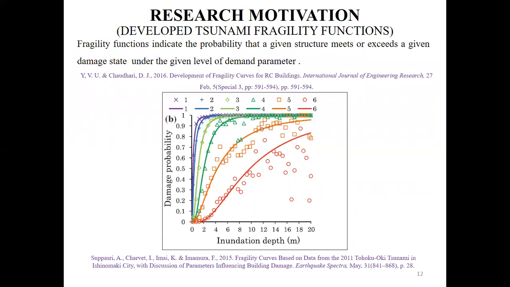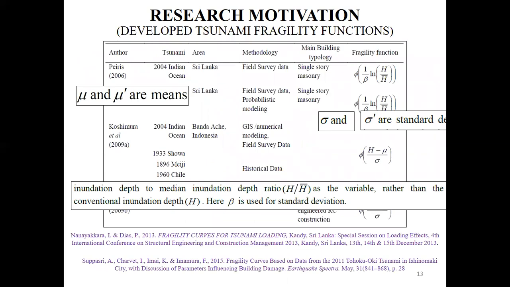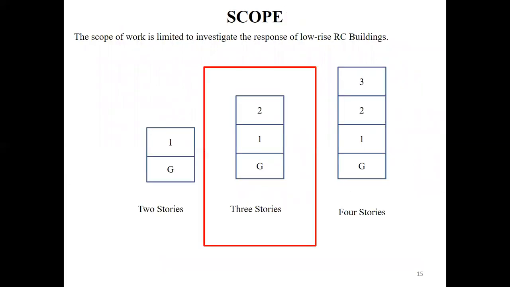After finding tsunami fragility functions, I'll define fragility function. Fragility functions indicate the probability that a given structure meets or exceeds a given damage state under a given level of demand parameters. After doing all the literature review, we decided the scope and objective of our research work. I would love to share our scope of work and objective.